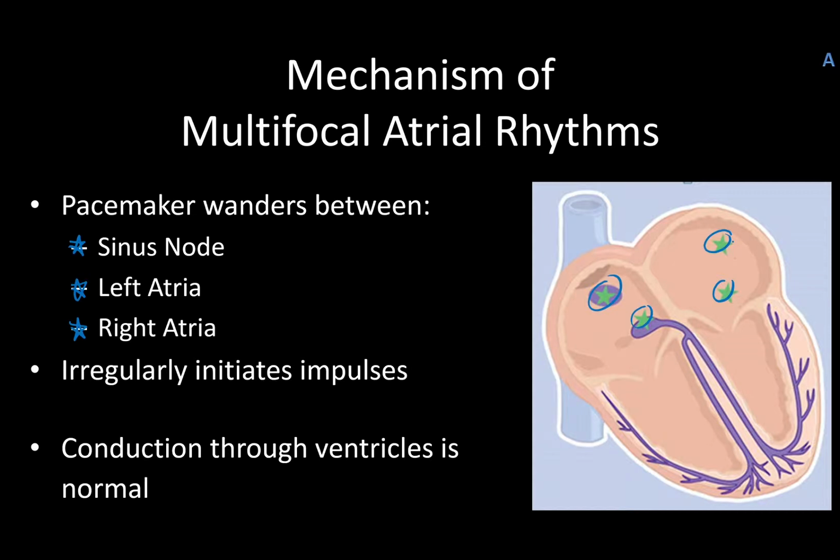And what this does is it irregularly initiates those impulses. Once they get to the AV node, conduction goes through normally. So your QRSs will look just fine. There's two types. There's wandering atrial pacemaker and multifocal atrial tach, to which we'll go through and differentiate the two next.